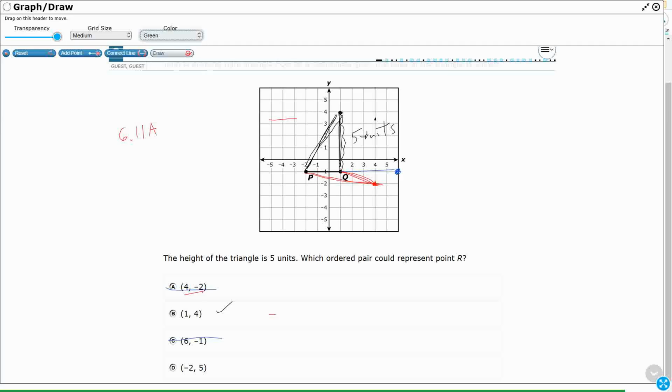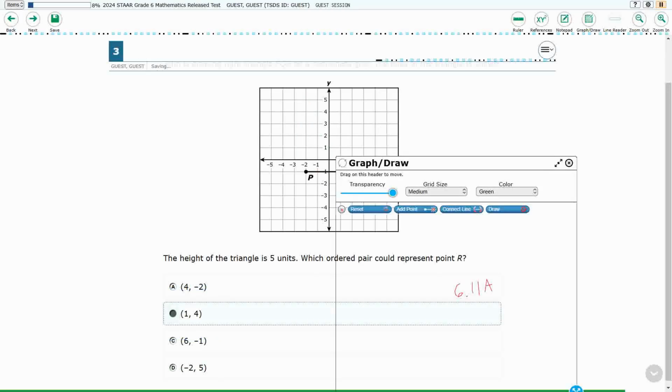And then let's check -2, 5. Okay, so this is at least above P. It didn't say which base point it was above. So I could make a triangle from this. But let's check my height. 1, 2, 3, 4, 5, 6. See? We're close, but it doesn't work. So my answer here is B.